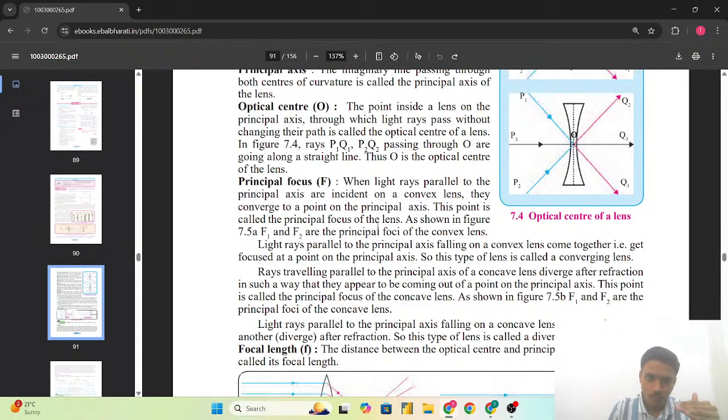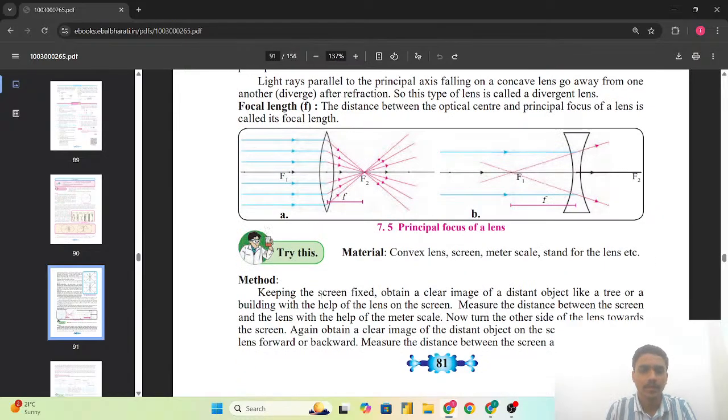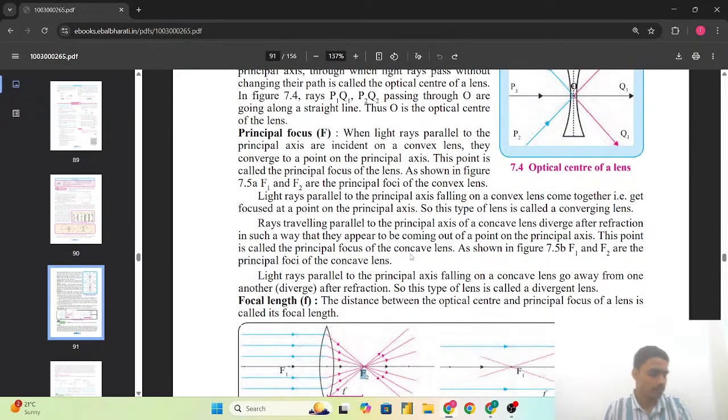और प्रिंसिपल फोकस यहाँ पर क्या है? लाइट रे, when light rays parallel to the principal axis are incident on the convex lens, they converge to a point on the principal axis. This point is called the principal focus of the lens, as shown in figure 7.5a. और यहाँ पर हम देख सकते हैं कि light rays parallel to the principal axis are getting converged at a point, that point is called a principal focus.